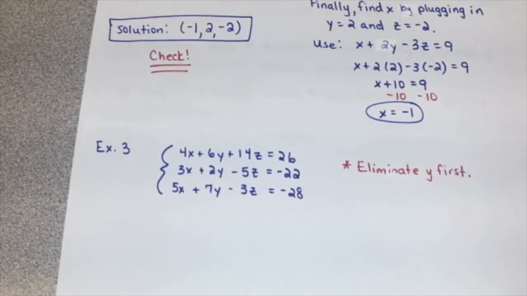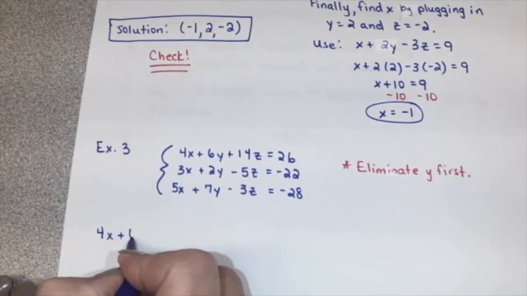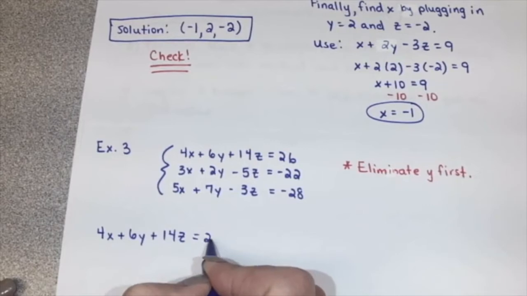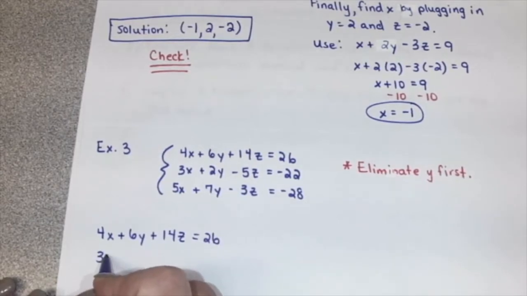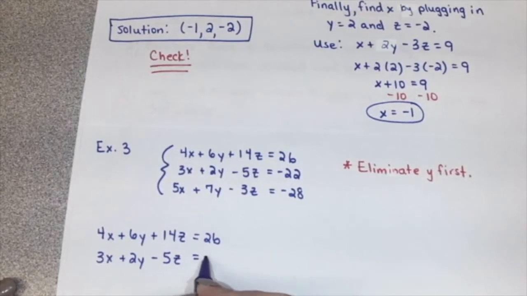But if you have trouble getting lost in your steps, it's a good idea to write down what you're going to eliminate first. Okay, so you're going to line up 2 equations, and you're going to do just what we said we were going to do. We're going to try to eliminate y. So I'm just going to take the first 2 equations.